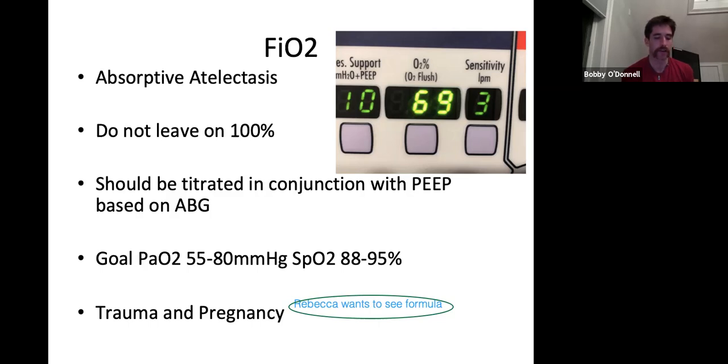So it's really important that we're delivering as low an FiO2 as possible to oxygenate our patients. This is used in conjunction with our PEEP. PEEP is what's going to help keep the alveoli open. FiO2 is the oxygen that's there for diffusion.